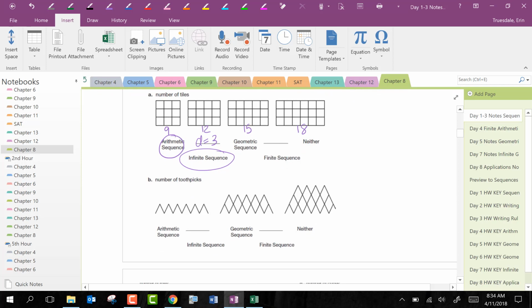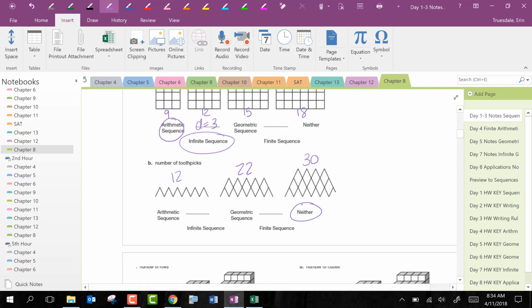The second one is the number of toothpicks. Each line represents a toothpick. So for example, this is 1, 2, 3, 4, 5, 6, 7, 8, 9, 10, 11, 12. So we're starting with 12. And then it looks like we add 10 to that, so 22, and then 30. So we go 12, 22, 30. Are we adding the same number each time? No. Are we multiplying by the same number each time? No. So this is a neither sequence.